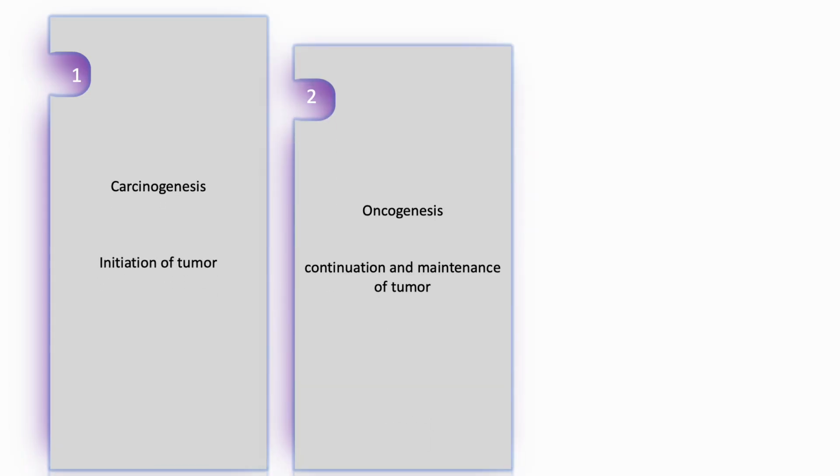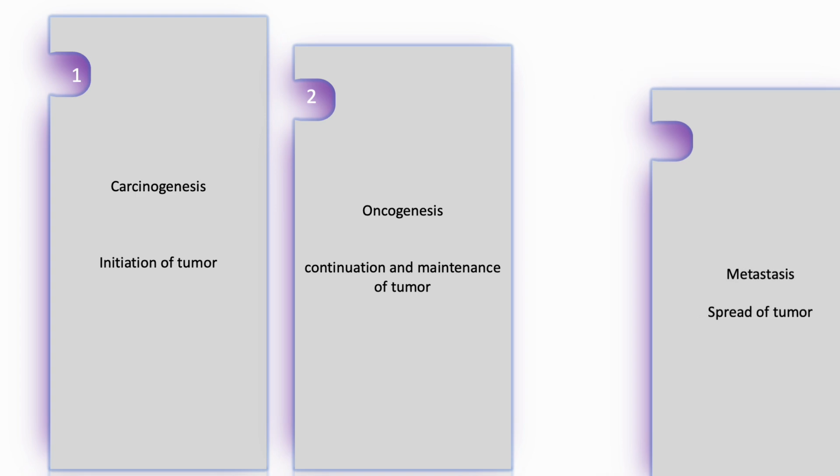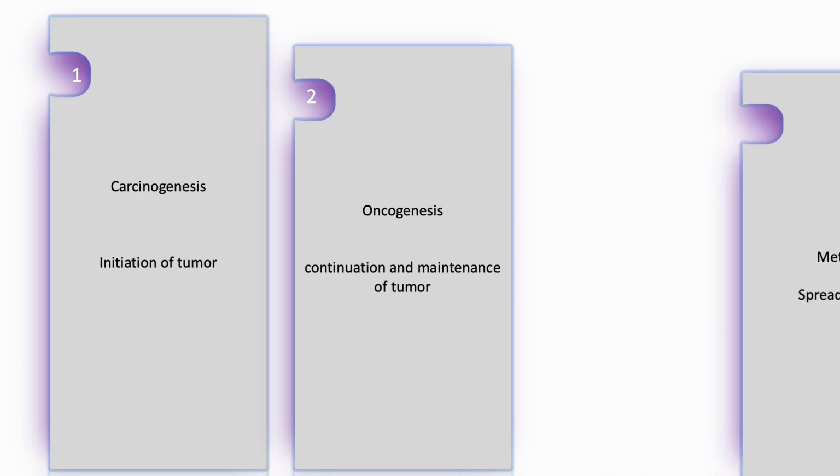Now diving deeper into the topic, the three major components for a normal cell to form into a fully grown malignant metastatic tumor are carcinogenesis, oncogenesis, and then metastasis, where carcinogenesis means the initiation of the tumor, oncogenesis means the continuation and maintenance of the tumor, and metastasis means the spread of the tumor. There is always some overlapping component between these three, but I'll keep the talk about metastasis out of the frame because I'll focus mostly on carcinogenesis and oncogenesis.